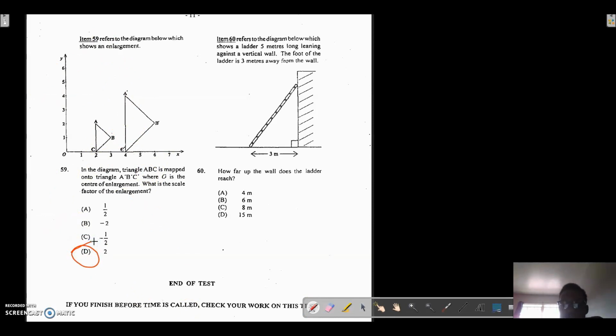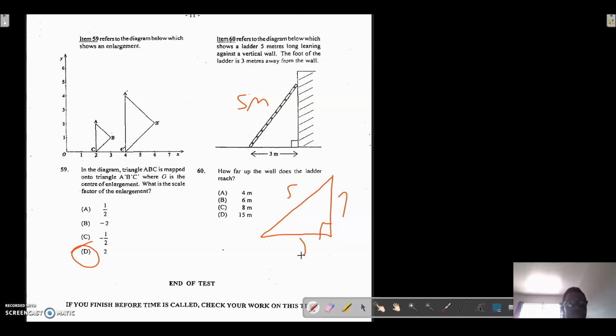Item 60 refers to the diagram below, which shows a ladder 5 meters long leaning against a vertical wall. So the ladder here is 5 meters. The foot of the ladder is 3 meters away from the wall. How far up the wall does the ladder reach? Right here, you actually have what we call a right angle triangle. So we want this side. Now, this is 5. Down here is 3.